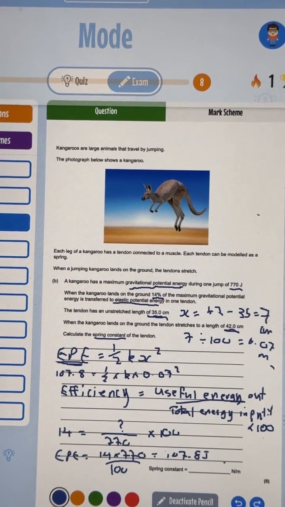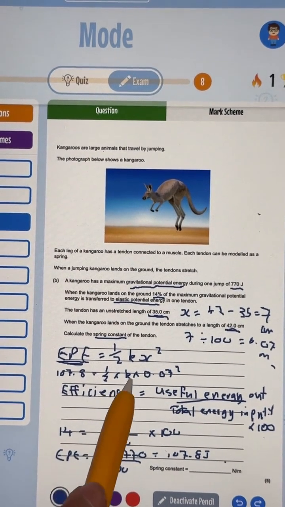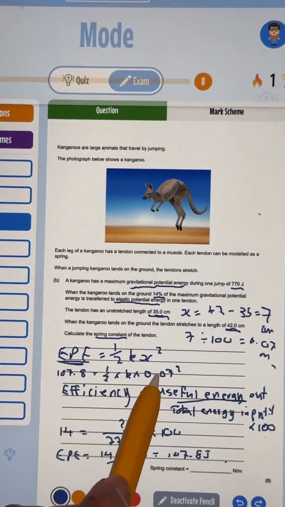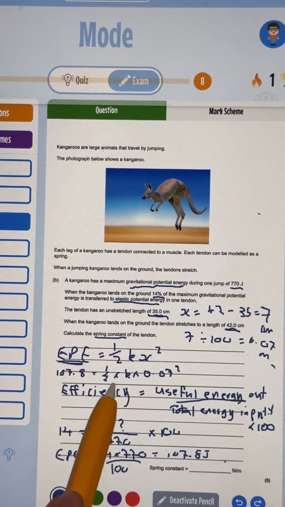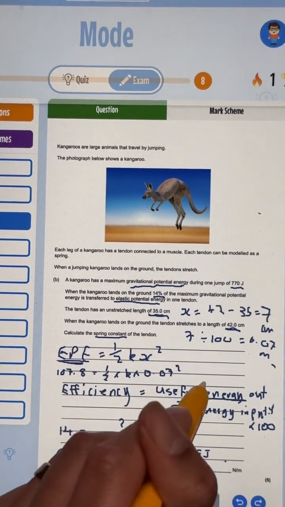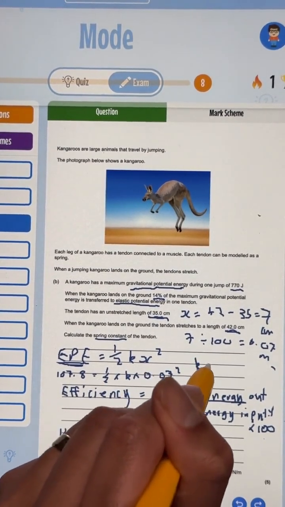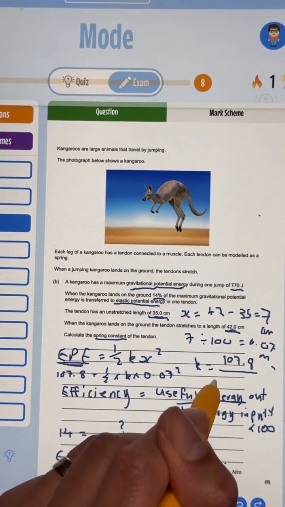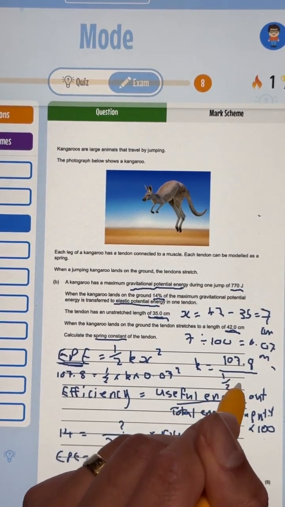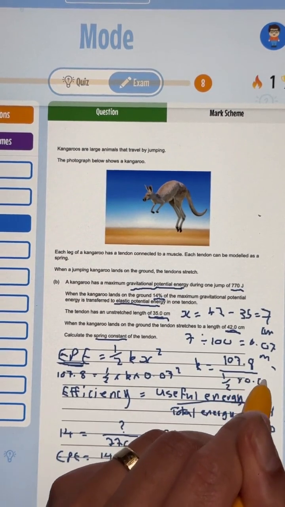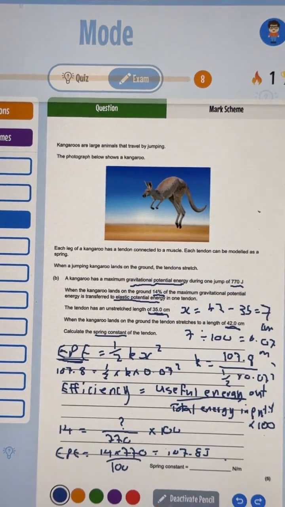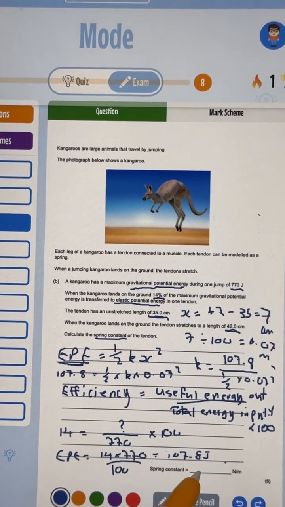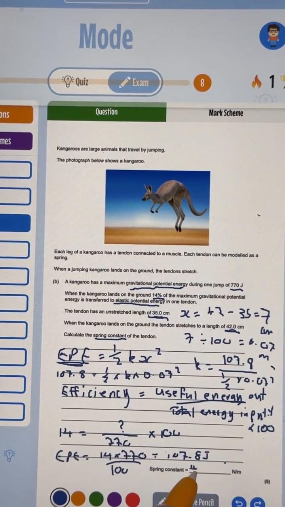Earlier, a couple of questions ago, I showed how to rearrange for this: we need to move both of these numbers, the half and the 0.07 squared, over to the left-hand side. So it would be k equals 107.8 over a half times 0.07 squared. Putting that together will give you an answer of 44,000 newtons per meter.